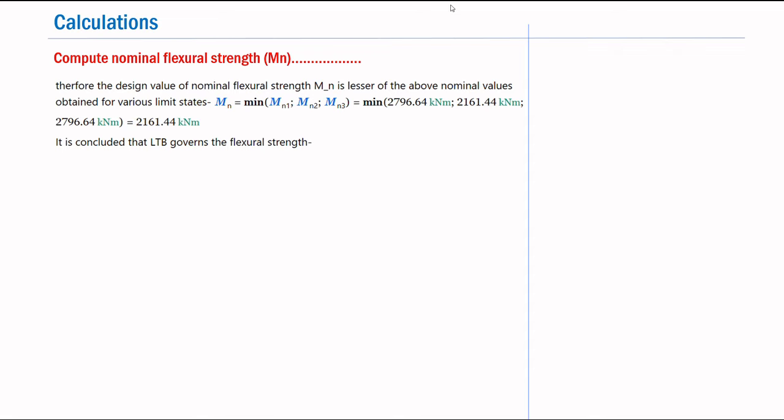Okay, fine. So with all these MN values, we now calculate the required nominal flexural strength as the minimum of MN1, MN2 and MN3, and that works out to be 2161.44 kN meter. Therefore, we conclude that it is the LTB that governs the flexural strength.